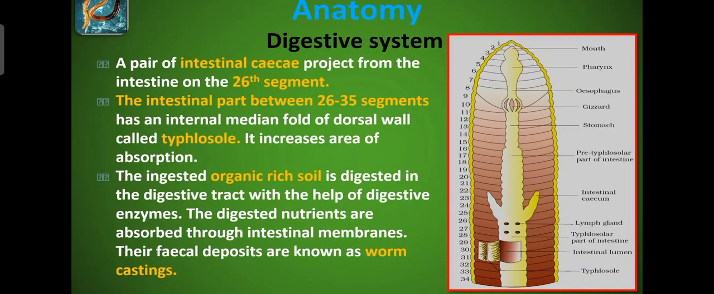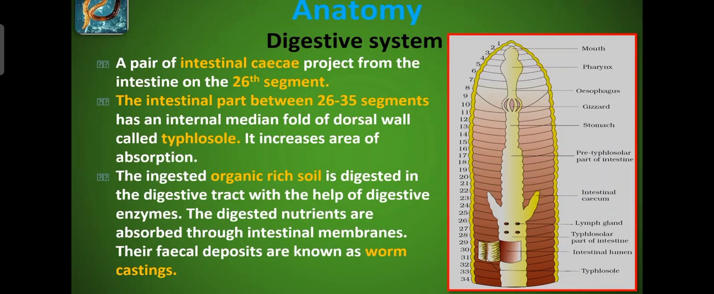Then a pair of intestinal caecae projects from the intestine on the 26th segment. You can see leaf-like structures coming, the 2 leaf-like structures. So that is on the 26th segment, and those are called intestinal caecae. The intestinal part between the 26th and 35th segment has an internal median fold.